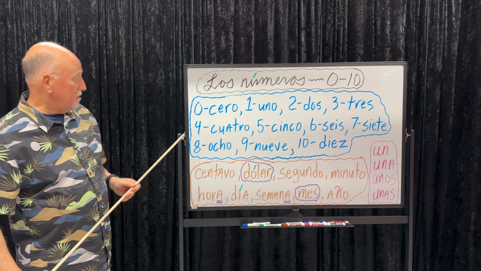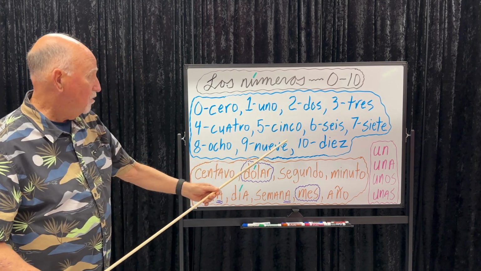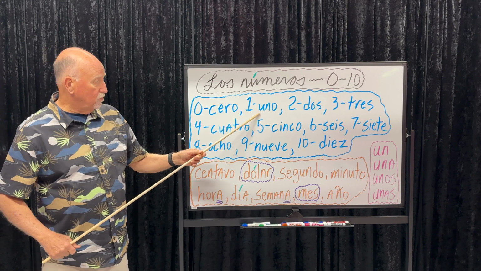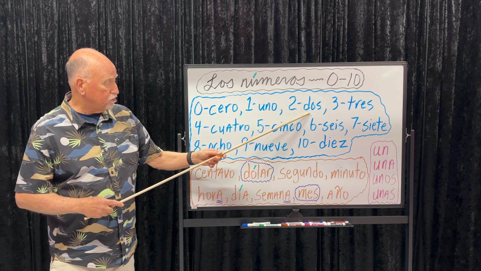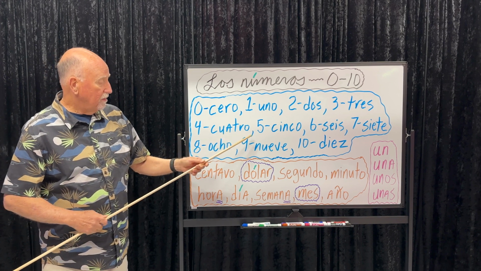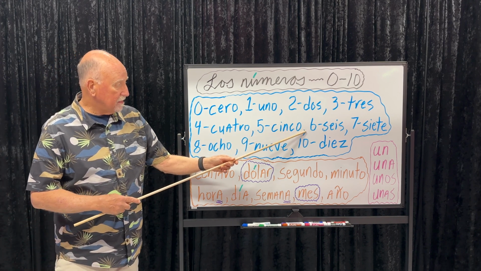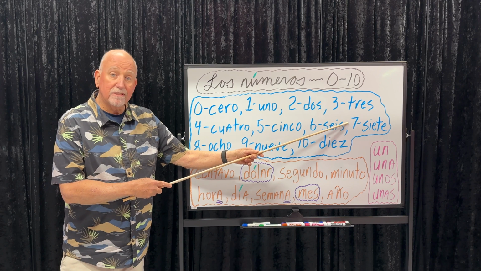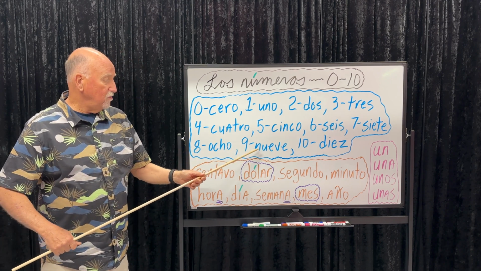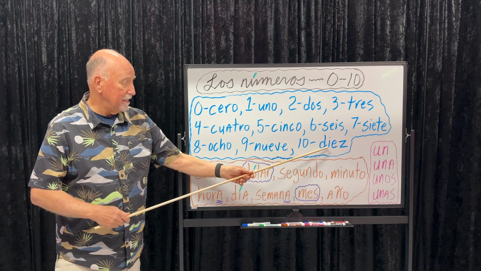All right, take a look at all the numbers. We don't see any accent marks, okay? 0 again is cero. 1 is uno. 2 is dos. 3 is tres. 4 is cuatro. 5, cinco. 6, seis. 7, siete. 8, ocho. 9, nueve. And 10, diez.